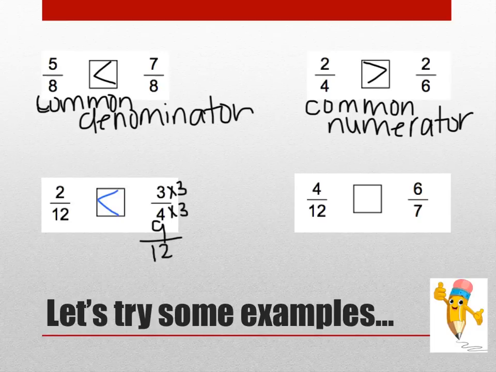To compare 4/12 and 6/7, I could also find common denominators. But finding a common denominator for 12 and 7 is not as easy as finding a common denominator for 12 and 4. What if I tried compare to half? Half of 12 is 6, so 6/12 would be half, making 4/12 less than half. Half of 7, that's 3 1/2 or 3.5. Since 6/7 is definitely more than half, I can say 6/7 is the greater fraction.